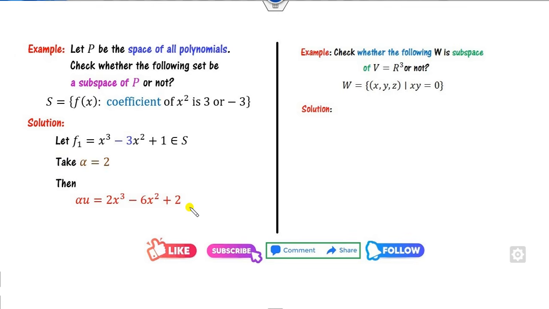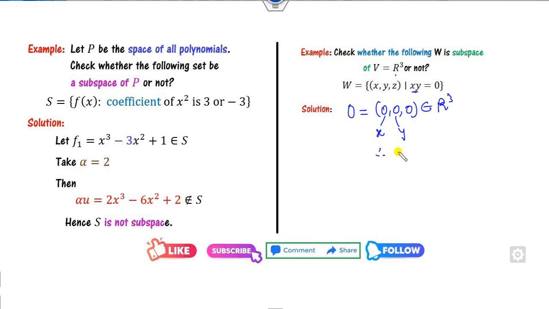Or you can choose any alpha. Clearly, the coefficient of the x square is not 3 or minus 3. So that means this is not a part of S, hence not a subspace. Again, this is an element of R cube. Now clearly, x into y: the first element x, the product is satisfied. So 0 is a part of S.